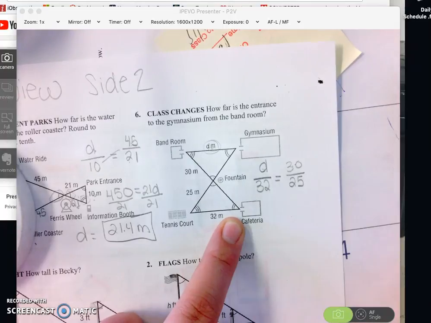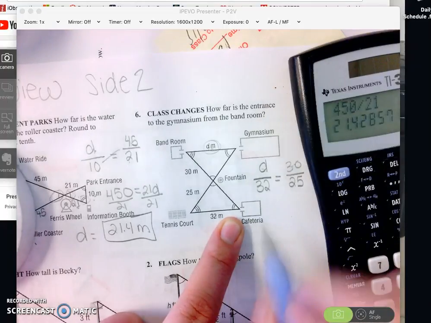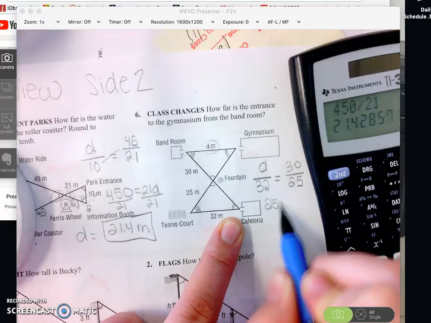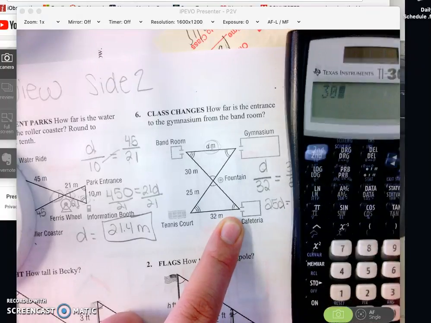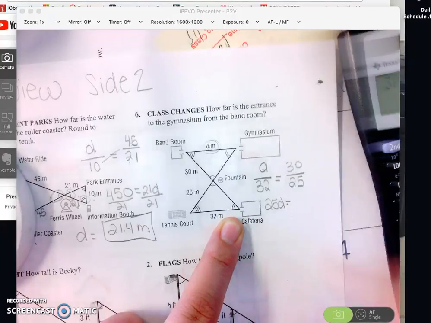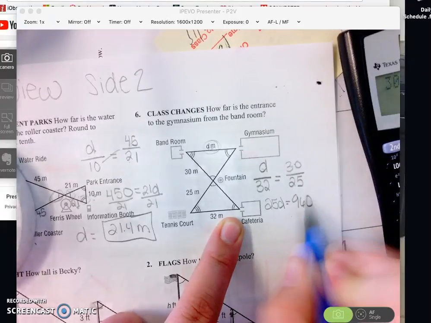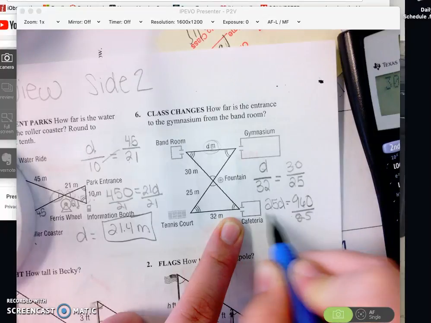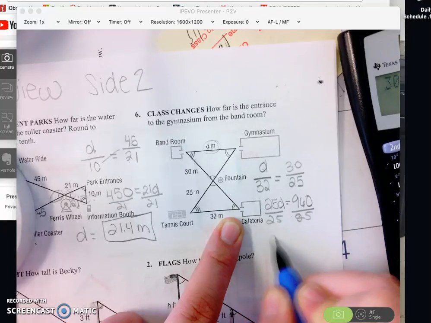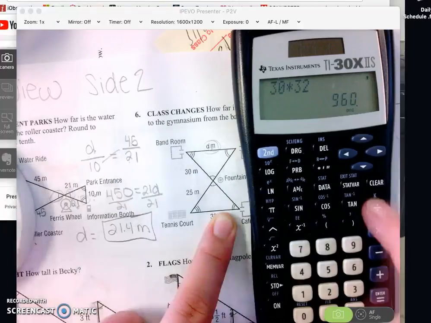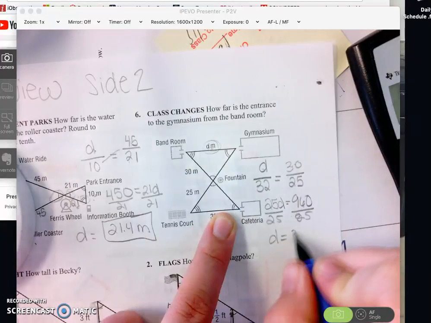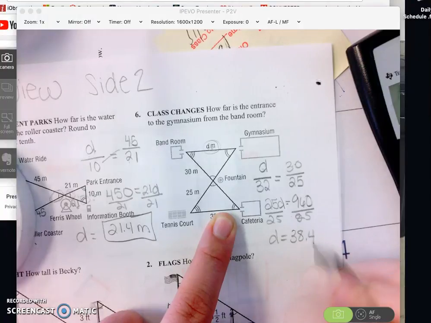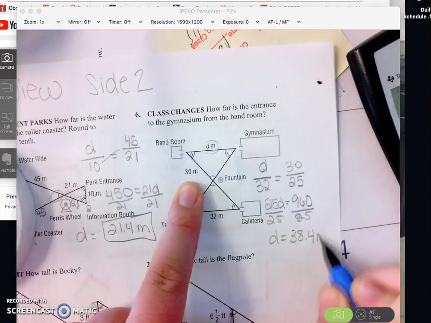So cross multiply, so I have 25 times D, which is 25D, equals 30 times 32, 960. I'm going to divide that by 25. So 960 divided by 25 is 38.4. Don't forget to label.